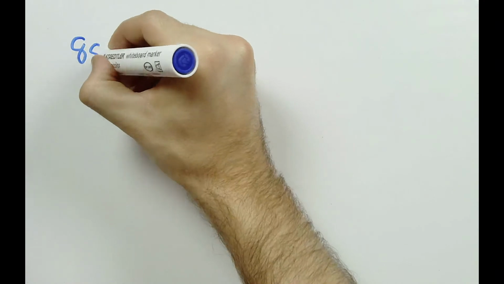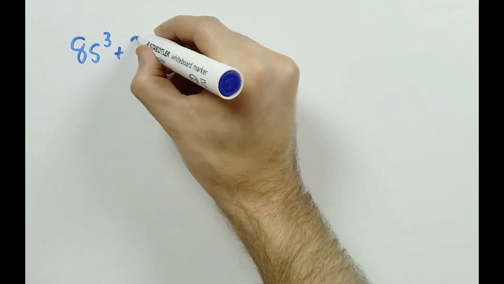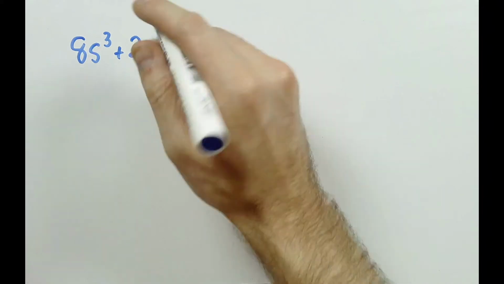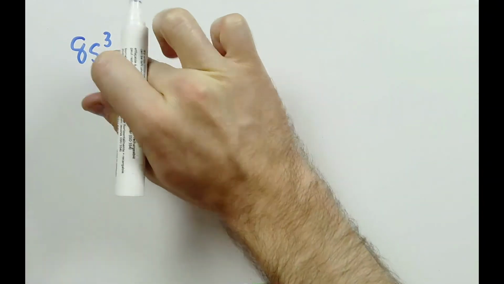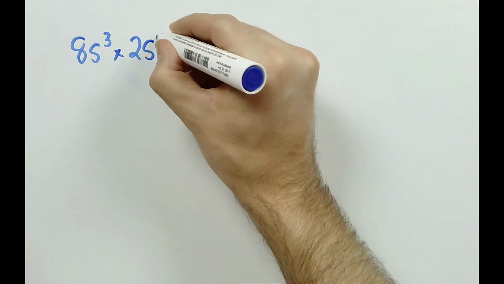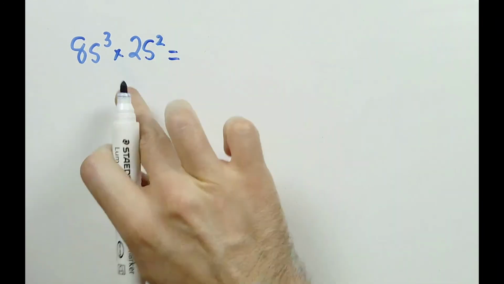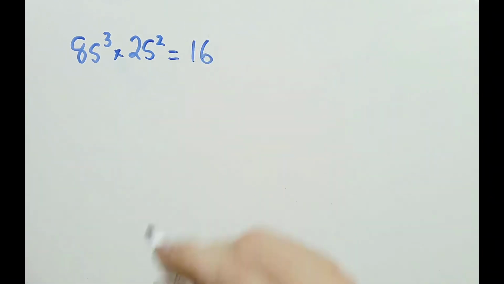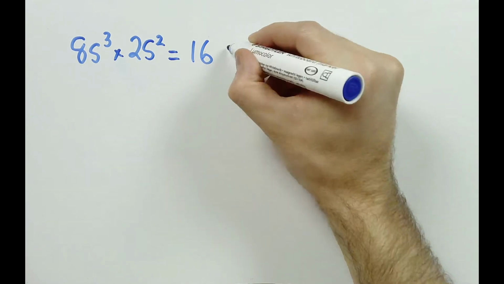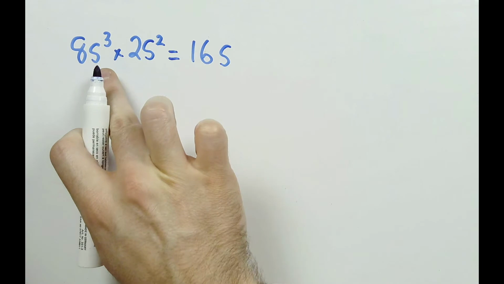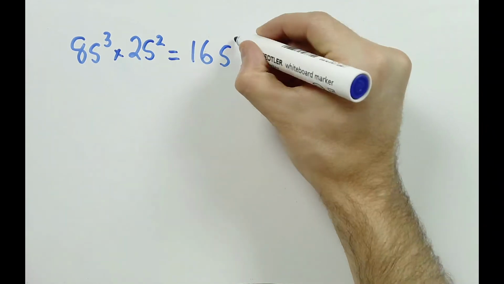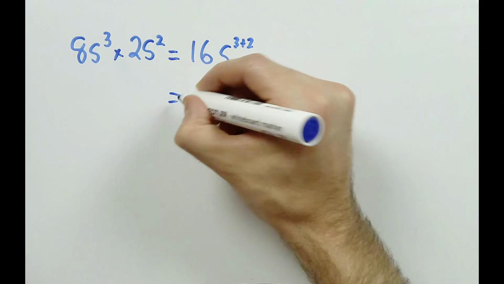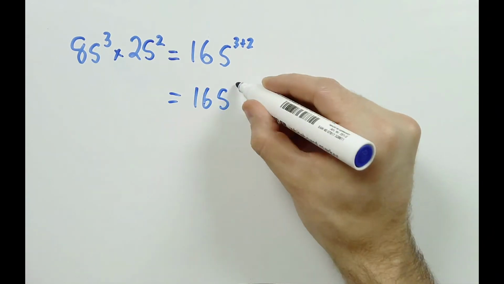Next example, let's have a look at 8s cubed times 2s squared. Here we're going to result with, using the same process as before, 16 out the front. And now we need to use one of our index laws that I've covered in a previous video. s to the power of 3 times s to the power of 2 is s to the power of 3 plus 2. So our answer here is 16 s to the power of 5.